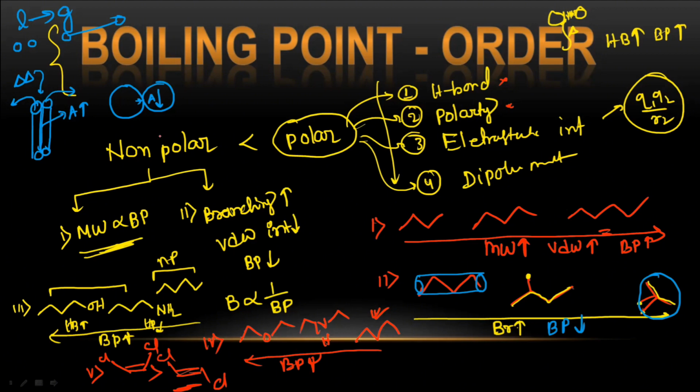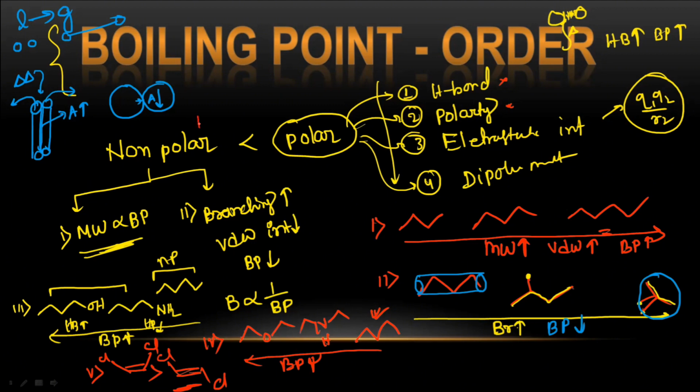So first you have to check whether the compounds given are polar or non-polar. If everything is polar, then first go to molecular weight. Second, if molecular weight is the same, then go for branching. If the comparison is in polar compounds, then follow these things accordingly. More hydrogen bond means higher boiling point, more polarity means higher boiling point, more dipole moment means higher boiling point, and more electrostatic interaction means higher boiling point. And electrostatic interaction depends on both charge and distance. More charge means more electrostatic interaction, more distance means less electrostatic interaction.